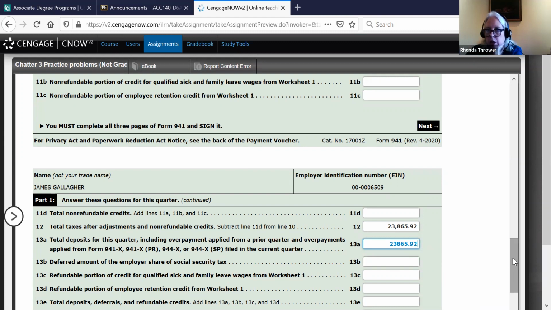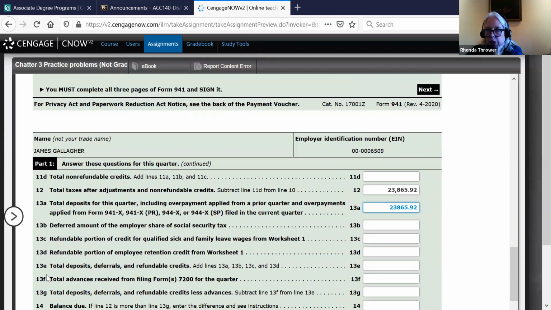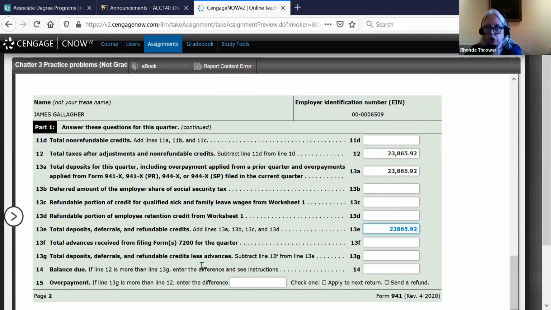Then we'll move on to line 13E where they wanted the total deposits. So we had to have something on line 13A. We didn't record anything on 13B or 13C or 13D. So again, we're just putting in the amount of the deposit here. We don't know anything about line 13F. So line 13G, we're going to subtract 13F from 13E, and that would leave us with the same amount here again.